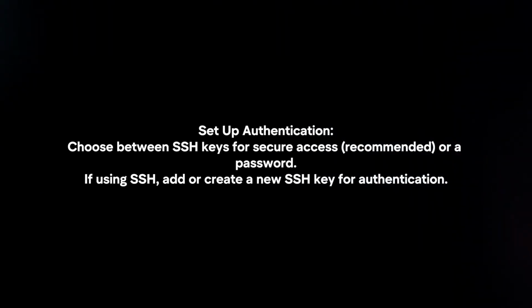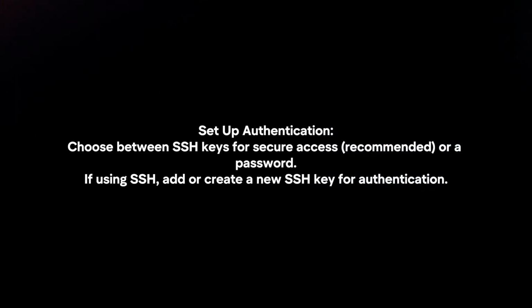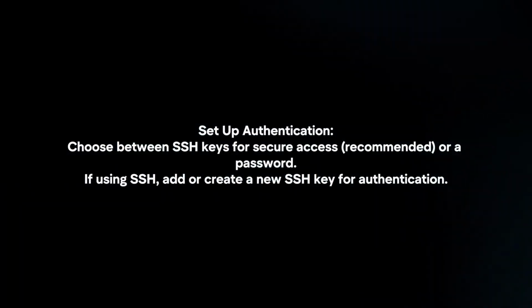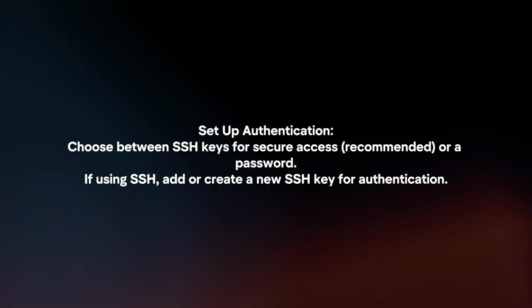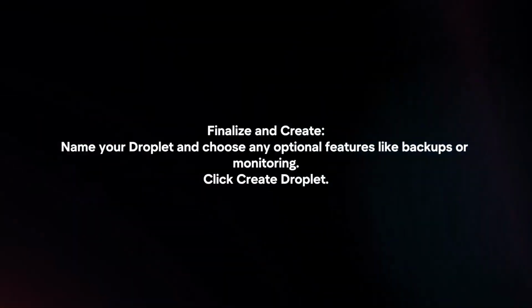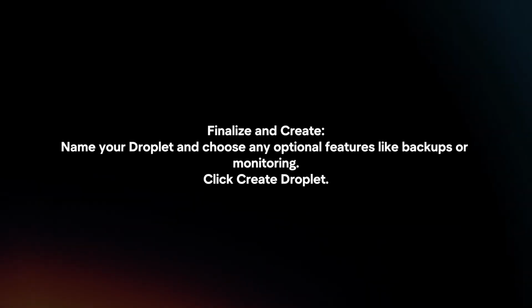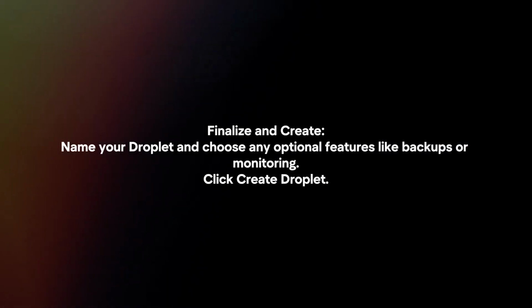Set up authentication. Choose between SSH keys for secure access or a password. If using SSH, add or create a new SSH key for authentication. Finalize and create. Name your droplet and choose any optional features like backups or monitoring.